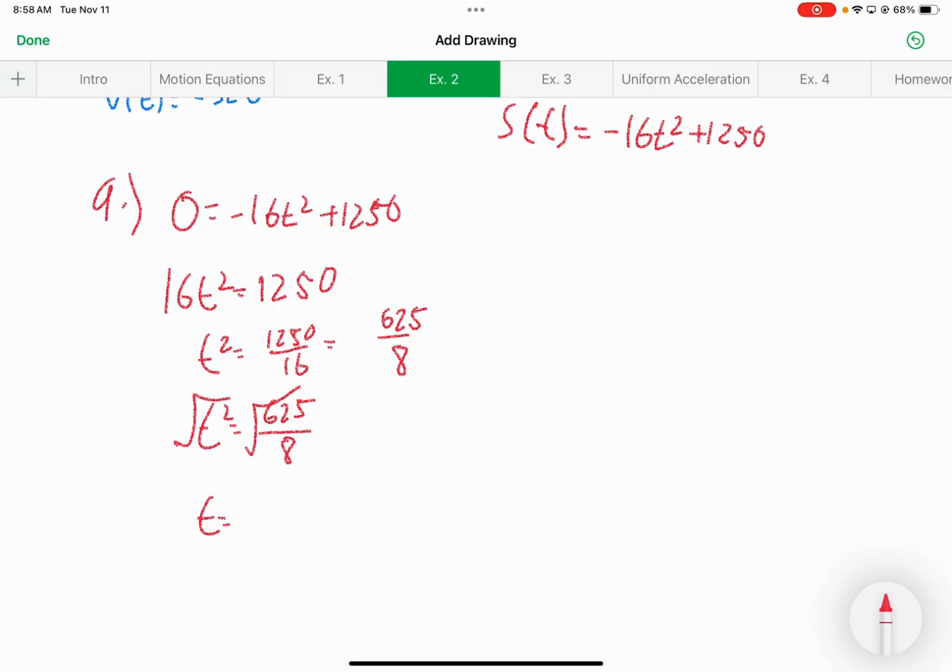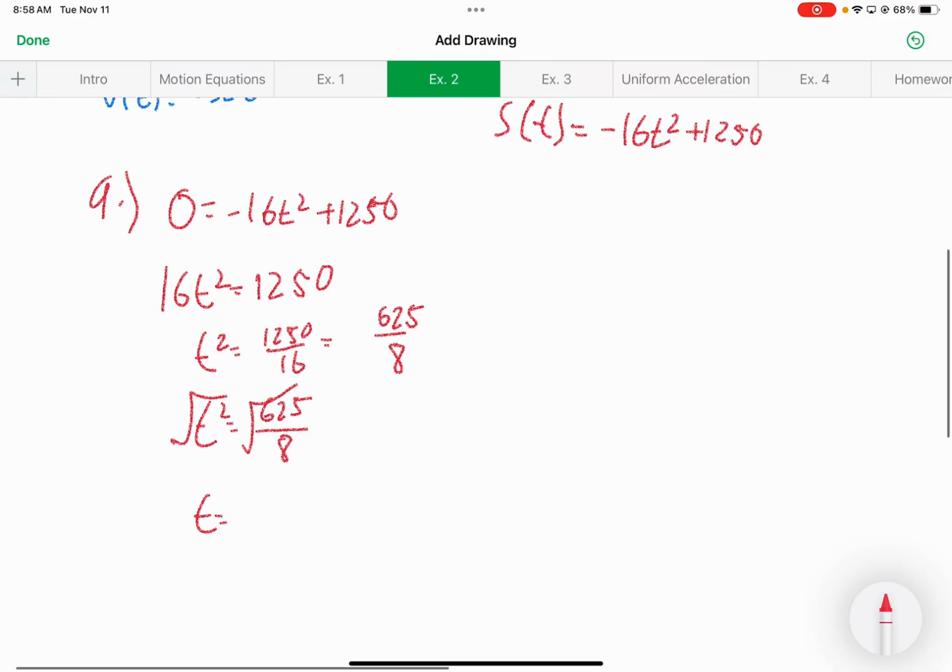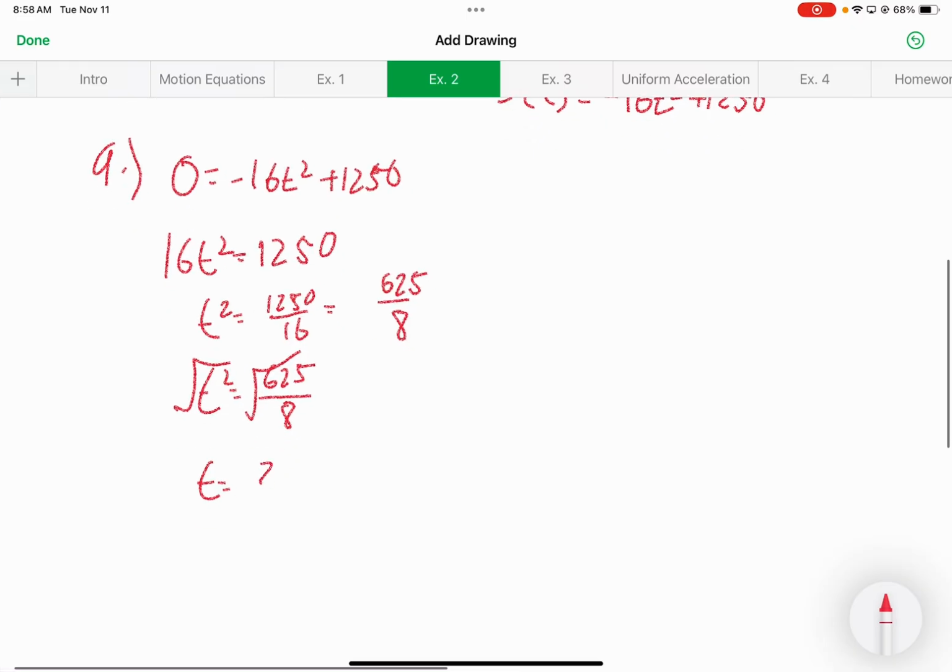Do I want plus or minus? No. So the square root of 625 is 25 over the square root of 8, which we can take some time to simplify. That's 2 square root of 2, so 25 square root of 2 over 4. Yes, looks good. Yay! All right, now that's the time at which it hits the ground.